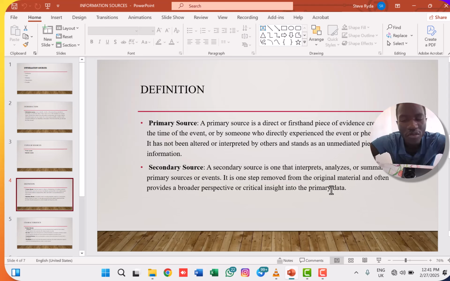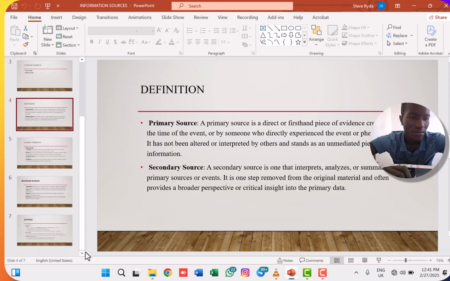Because if you remember, during collection of data, you can't collect data in a summarized form. So you collect the data from different primary sources. Let's say at that event you're asking different interviewees. So at the end of the day, you go and analyze the data and summarize it. That's now a secondary source.